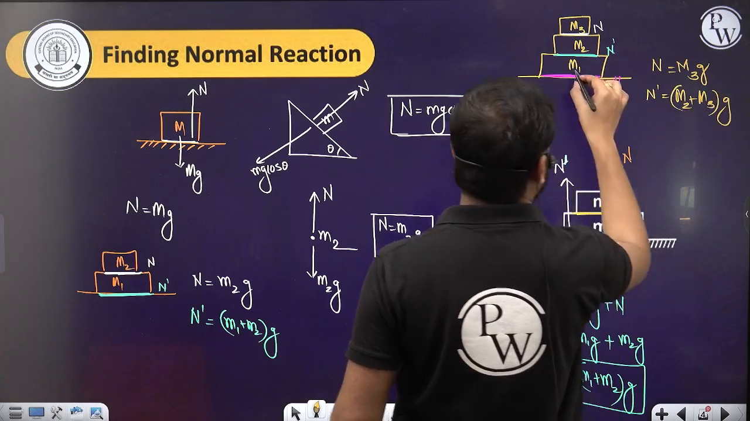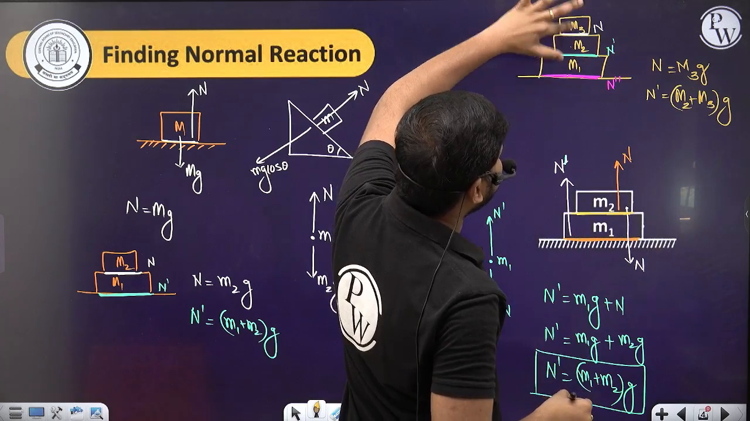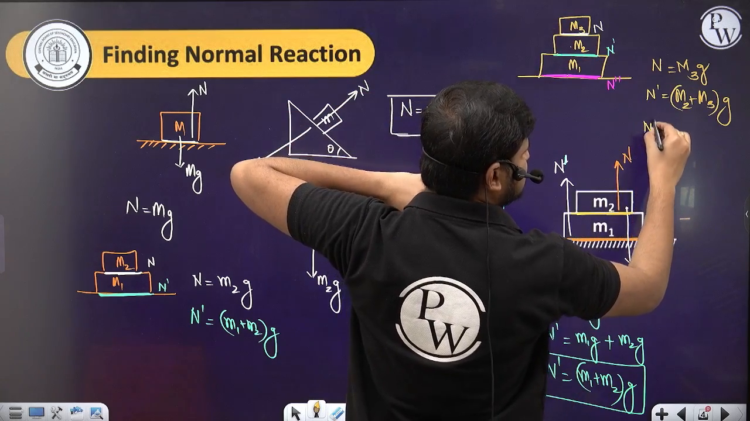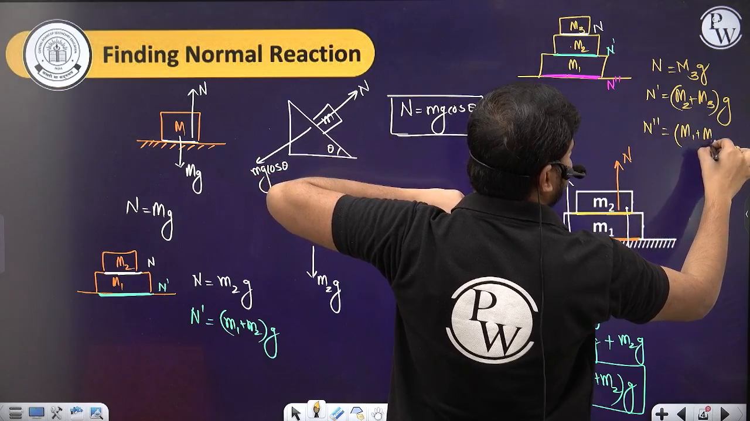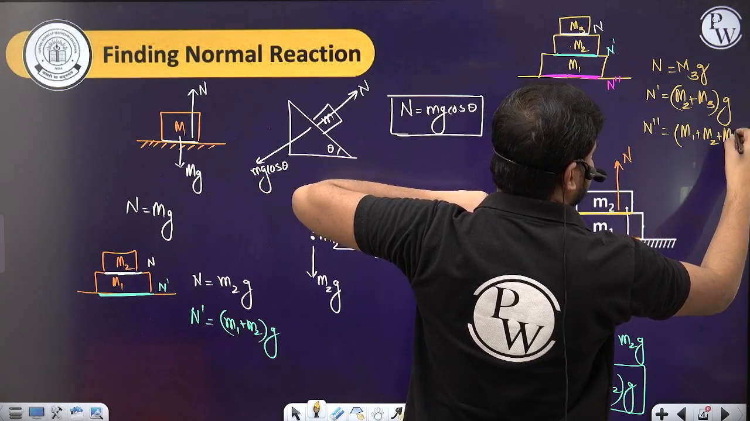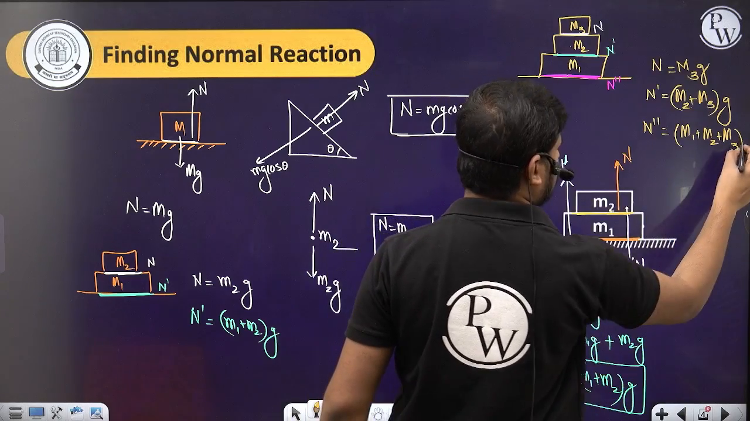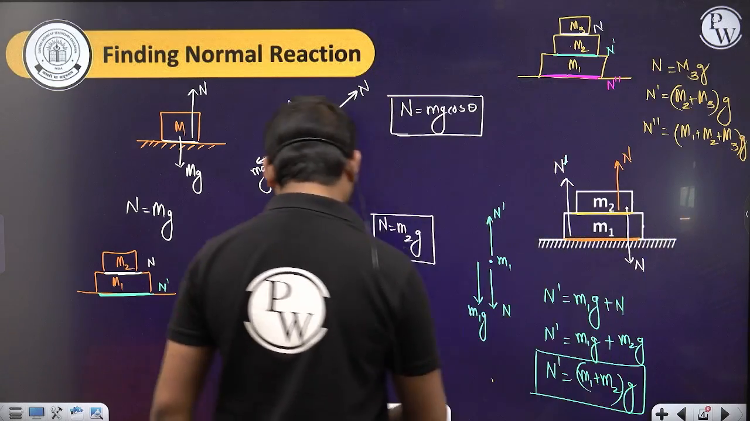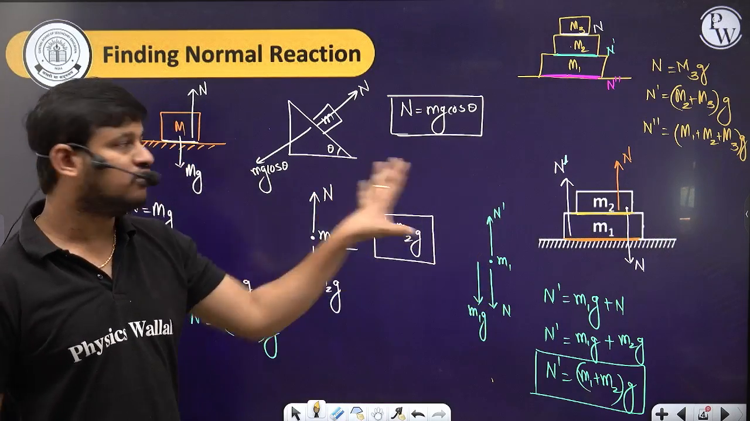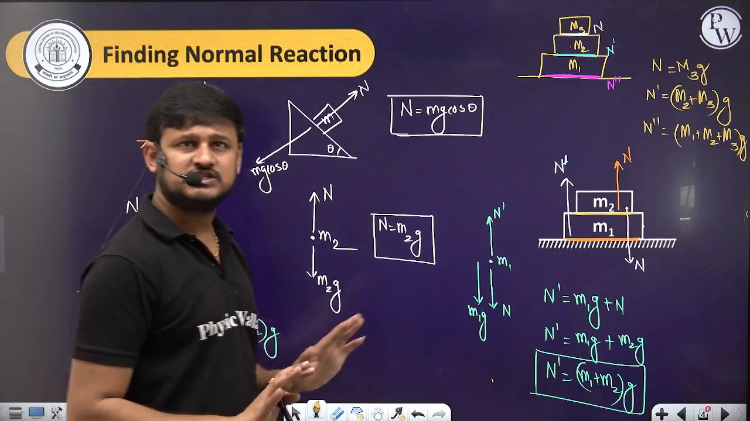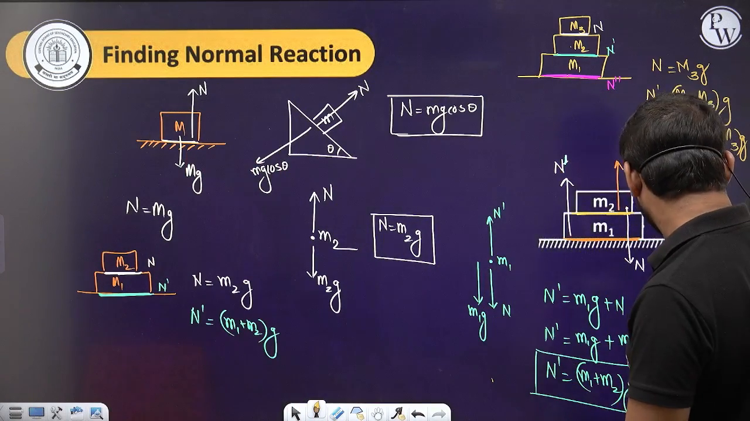And then m1, see here, over this pink one, how many masses are there? Three masses are there. So that's why N double dash is equal to m1 plus m2 plus m3 into g. Hope you guys understood how we find the normal reaction. Clear? For block over block problems, how do we find the normal reaction? So is this concept clear? Chalo, let's move further.